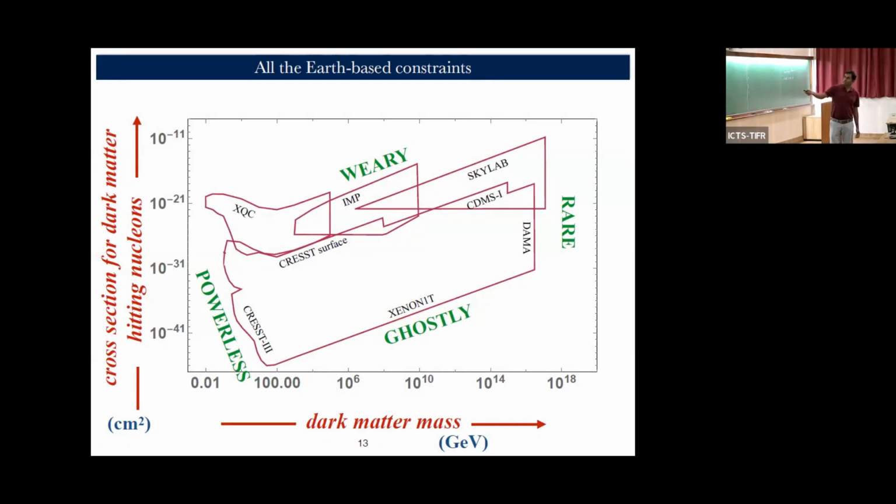And finally, in this direction, which is what we're going to focus on a bit today, if the dark matter mass is large enough, then remember that we only have a handle on the mass density of dark matter, not on the number density, right?